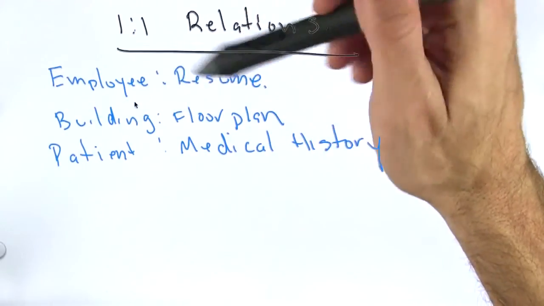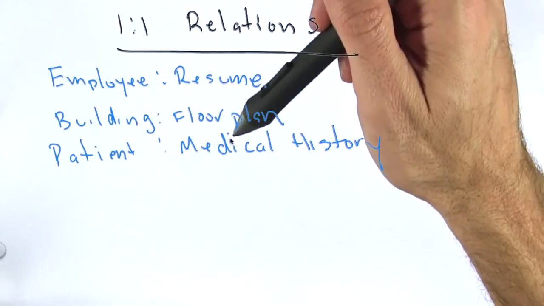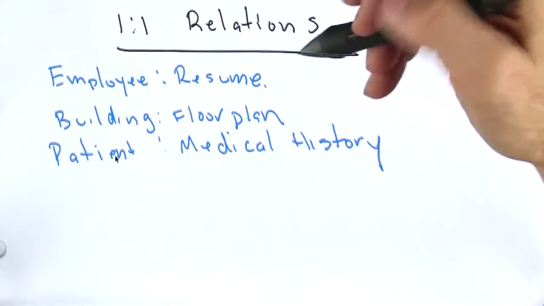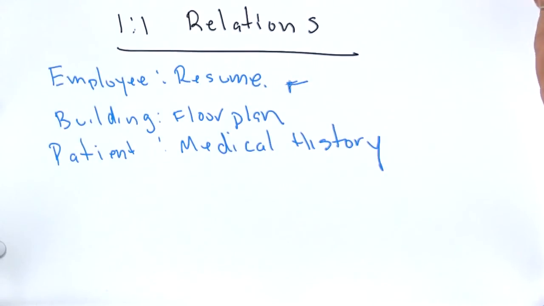A building has a floor plan has a building. A patient has a medical history, and the medical history corresponds to the patient. Let's look at this first case, the employee resume example. We can model this in several different ways.